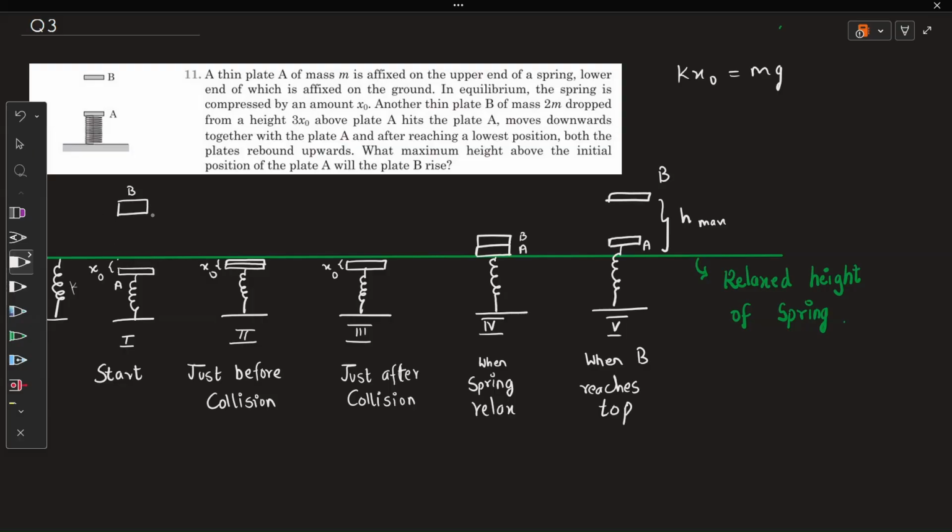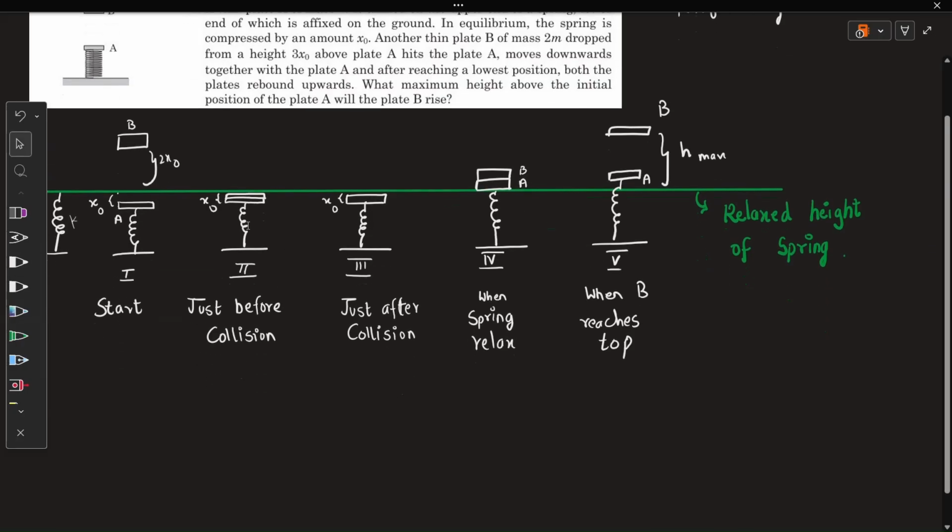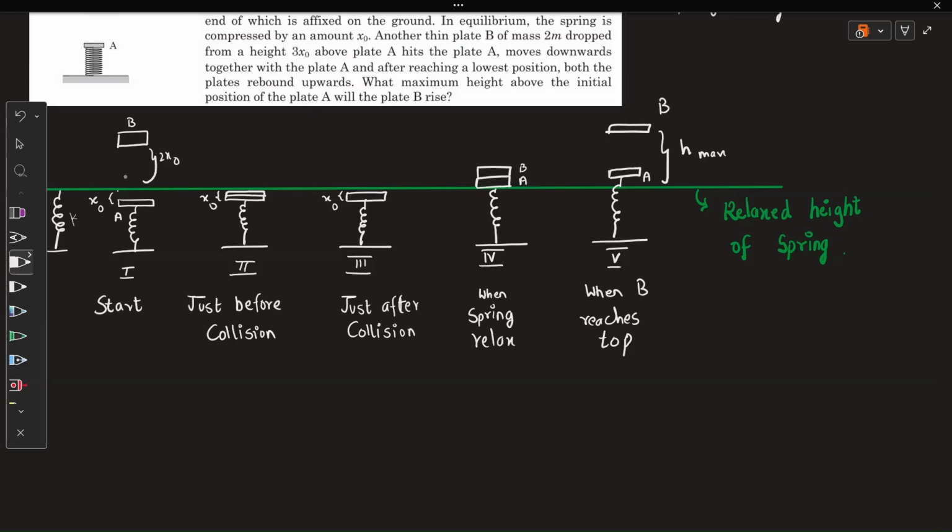Okay, and we are putting B, which is 3x naught from A, so 2x naught from the relaxed height, correct? Now what happens is, B will come. Let's continue the story. First, if we drop it, B will come and hit the plate A with what velocity? We have to find that. Let's use the conservation of energy for B. Let's keep this as the base, as a reference line for potential energy.